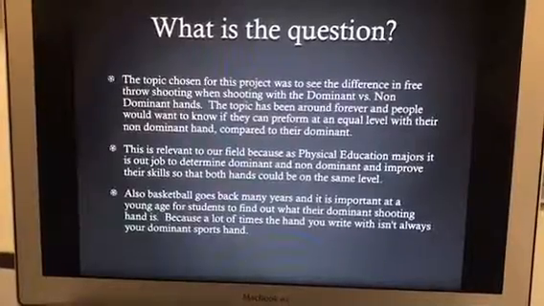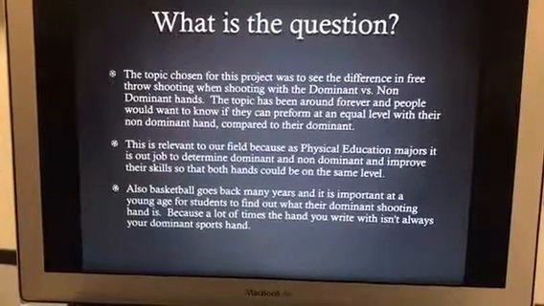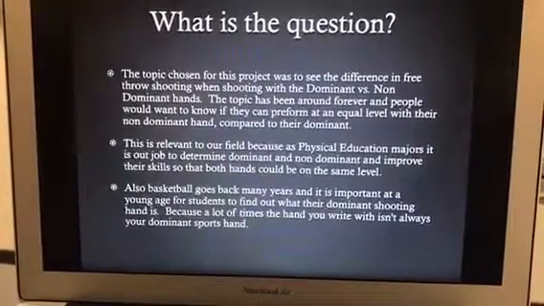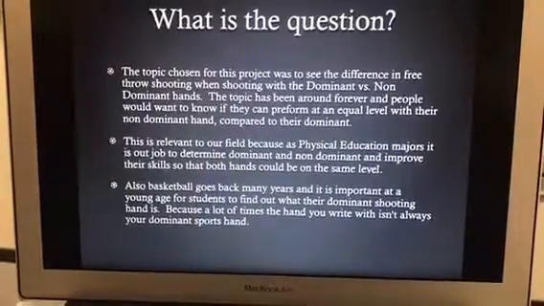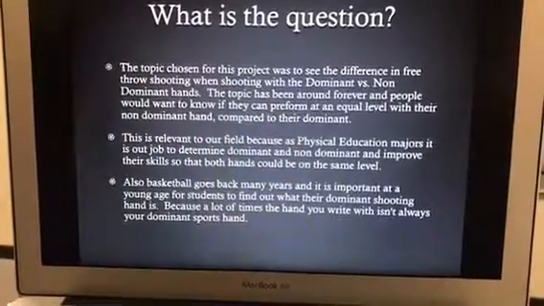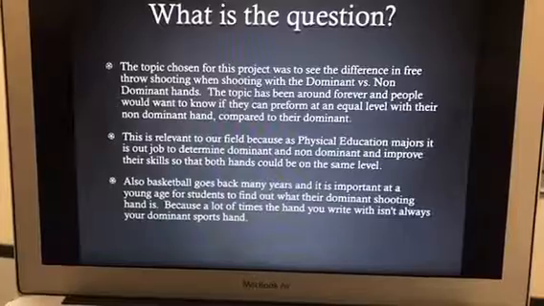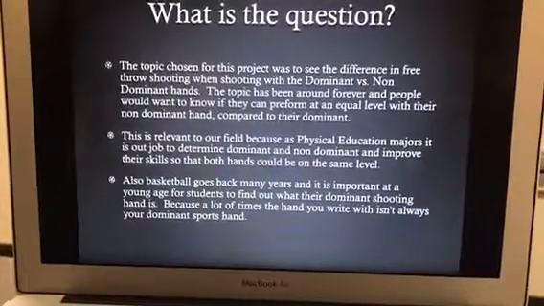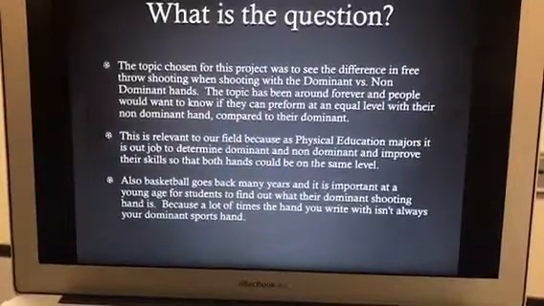Free throw shooting has been around forever, and it's going to continue in the game of basketball. Basketball goes back many years, and it is important for students at a young age to learn which hand to shoot with, and definitely which hand to shoot the free throw with, because a lot of times the hand you write with isn't always your dominant hand.